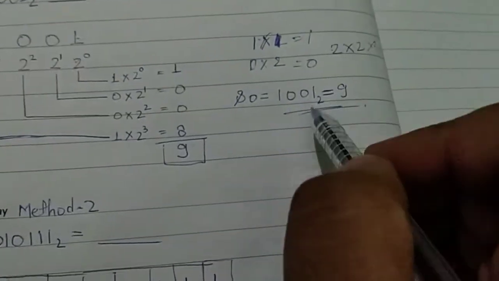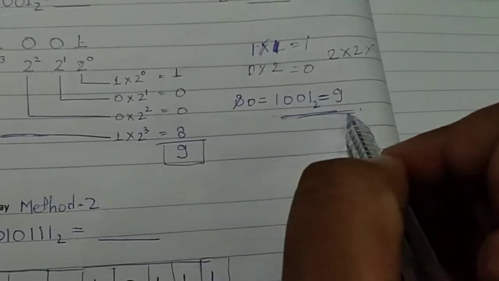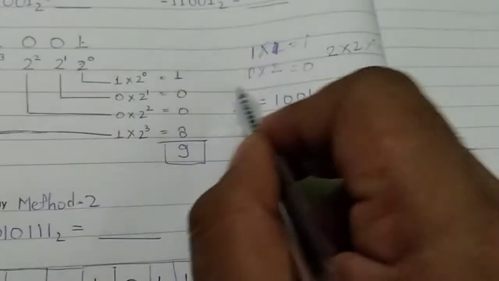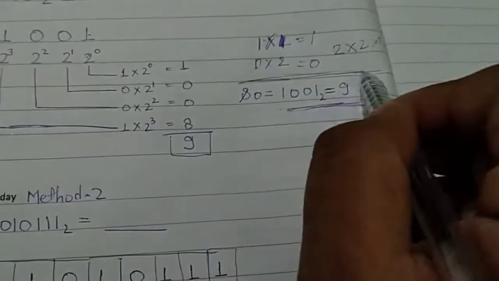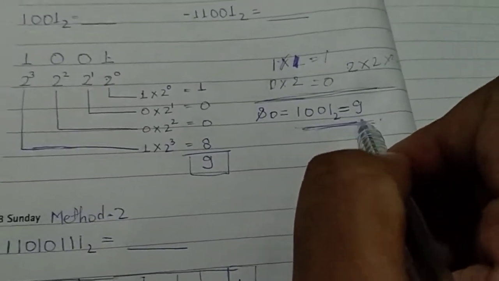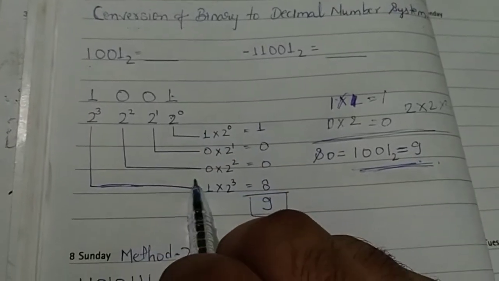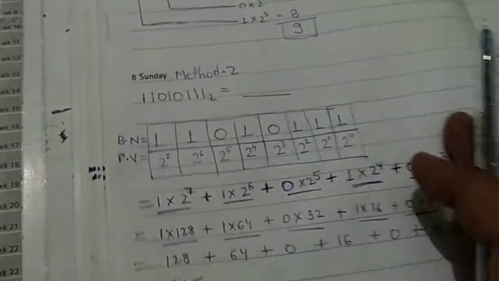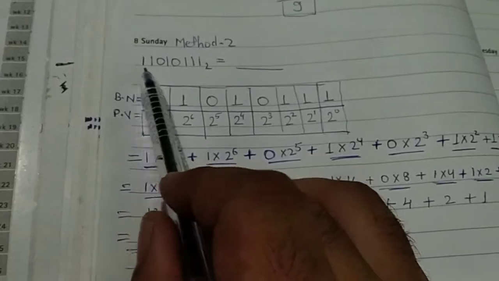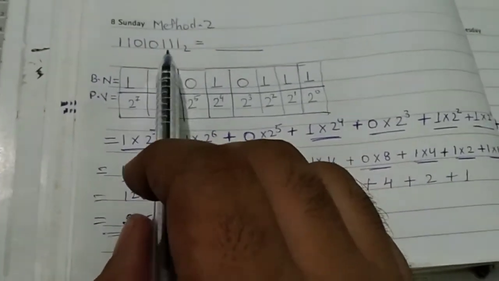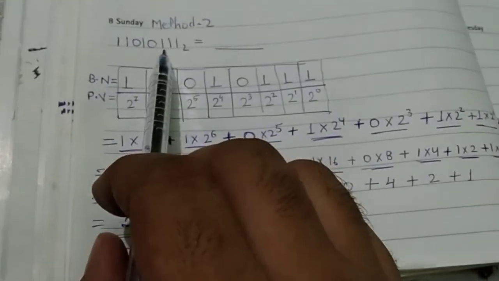So what will be the decimal value of this particular binary number? It will be 9. Okay, so this is one of the easiest methods by which you can solve it. One more method is there. Suppose this is the binary value. Now we have to convert this binary number into a decimal number.